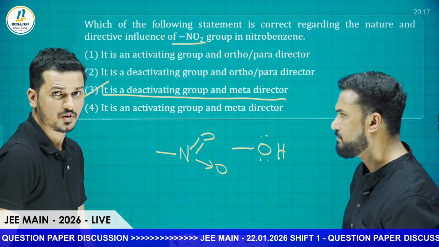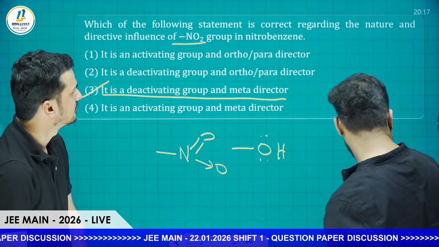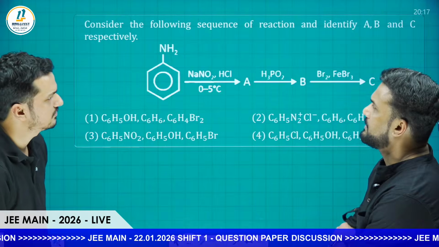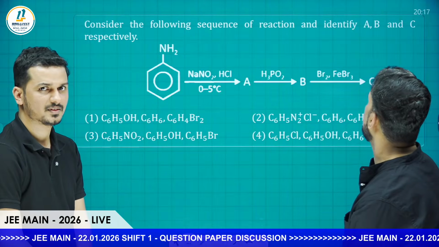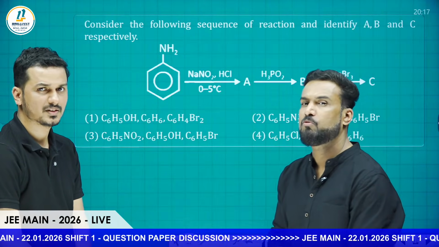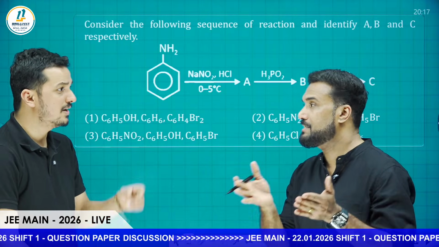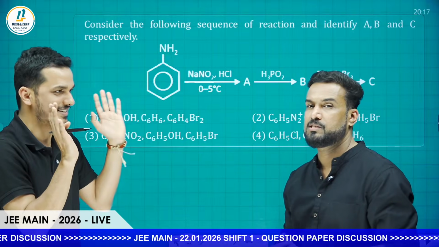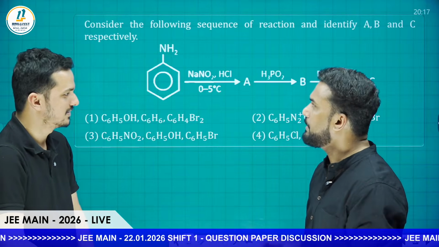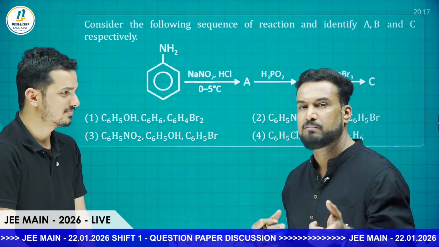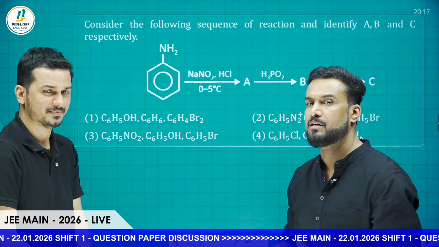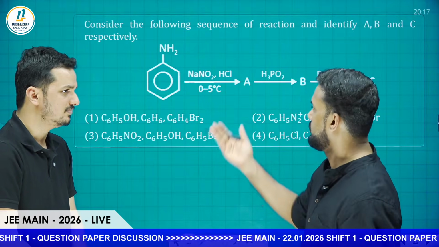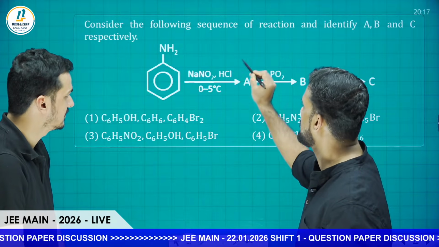Okay, third one. Okay, we will go to the next. Consider the following sequence of reactions and identify A, B, C respectively. See what conversion questions they are asking. Even yesterday's questions, everywhere you noticed, diazotization is coming. Related questions from amines, they are asking the conversions. How many amine-related conversions are there? This is direct. If they are asking NH2, you know that one.